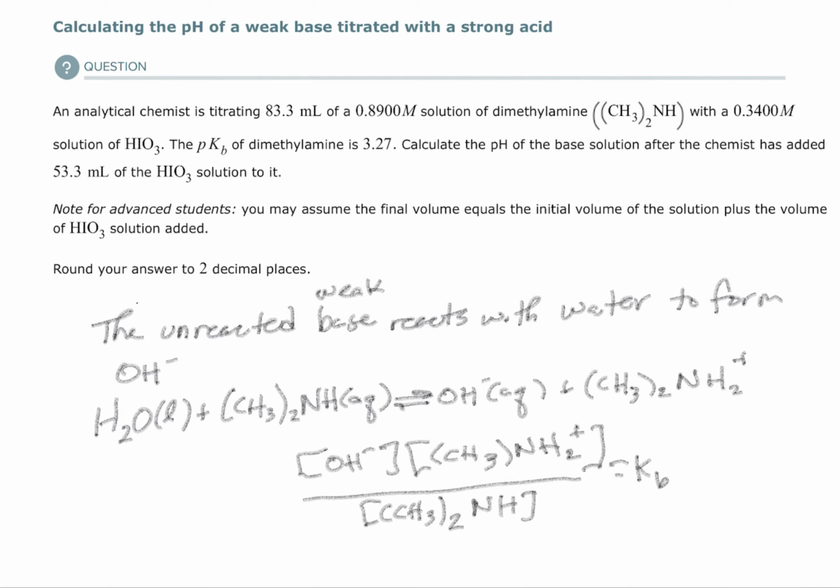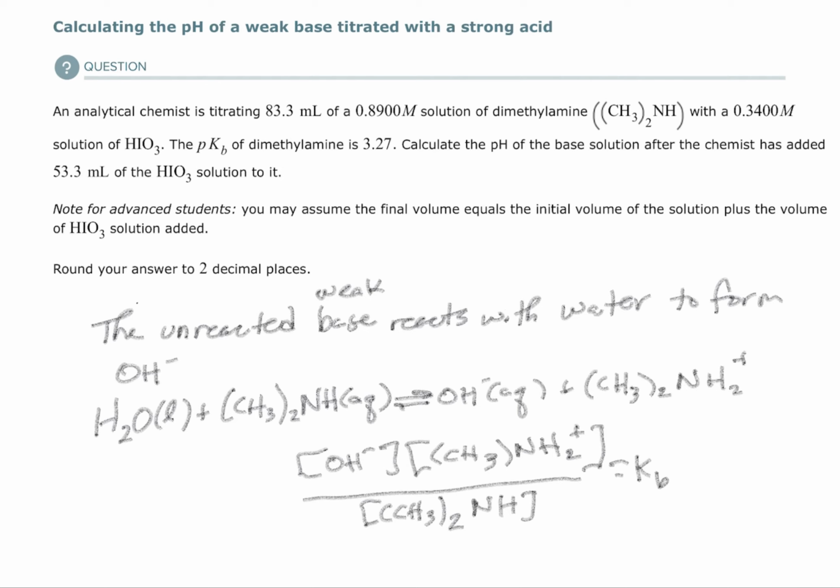Okay, so that means I've got an unreacted base in water. So it's going to react with the water, and here's the equation for reacting with water. Water plus that weak base is going to react to form hydroxide plus the conjugate acid. Now, I simply wrote the base dissociation equation, the K sub B equation.